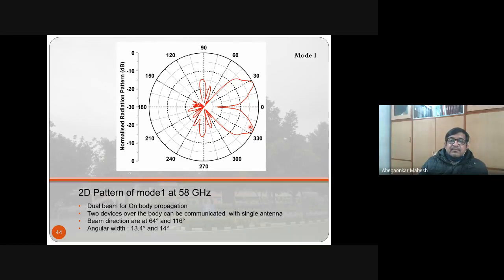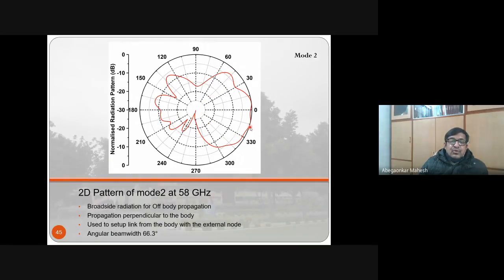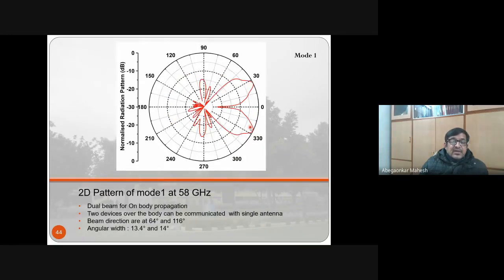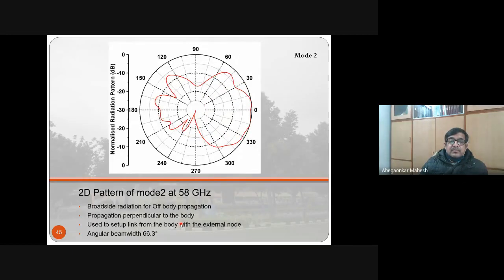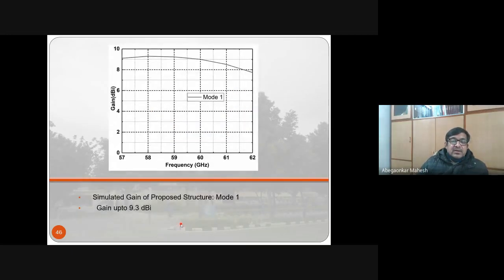The angular beamwidth here is 66.3 degrees, whereas in this case the angular width was 13.4 and 14 degrees, so close to this. Beam directions are 64 degrees and 116 degrees. This is the simulated gain; we are yet to measure the gain. Simulated gain for mode 1 is up to 9.3 dBi, whereas for mode 2 it is up to 7.81 dBi maximum gain.